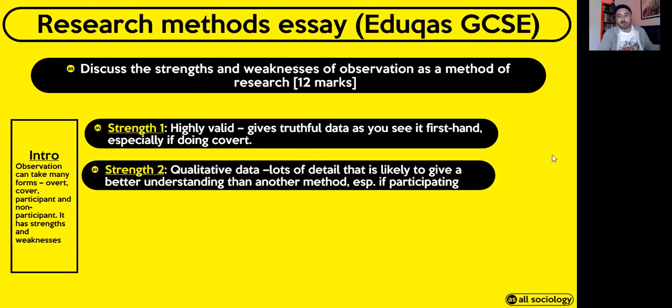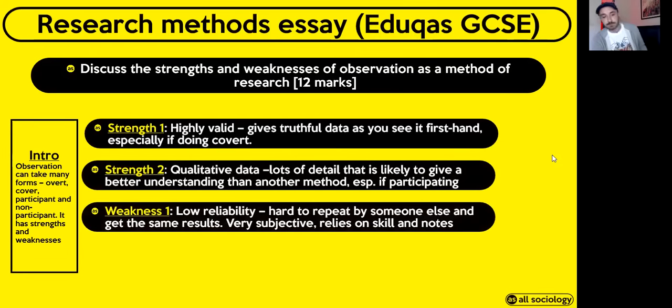Qualitative data. One of the strengths of observation is you get lots of detail in your data. It's qualitative. It's likely to give you a better understanding than another method, especially if you're getting involved in actually participating. Think about it. If you're trying to work out how, I don't know, young people behave on a weekend, you can watch them. You might not know what they're doing. So you might get involved with them and say, I'm going to get involved with what you're doing, and you're going to understand it more. Better quality data and highly valid.